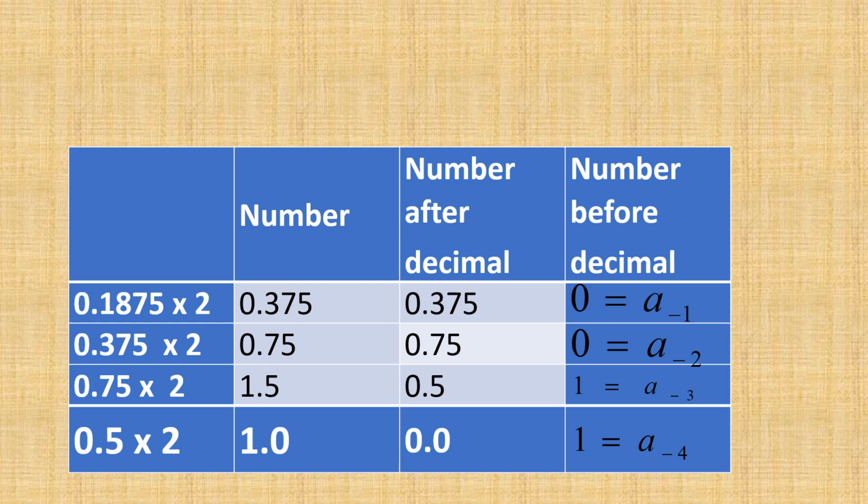0.375 times 2 equals 0.75. Here the number after decimal is 0.75, the number before decimal point is 0, which will be recorded as A_-2. 0.75 times 2 equals 1.5. Here the number after decimal is 0.5, the number before decimal point is 1, which will be recorded as A_-3. 0.5 times 2 equals 1.0. Here the number after decimal is 0.0, the number before decimal point is 1, which in this case will be recorded as A_-4.